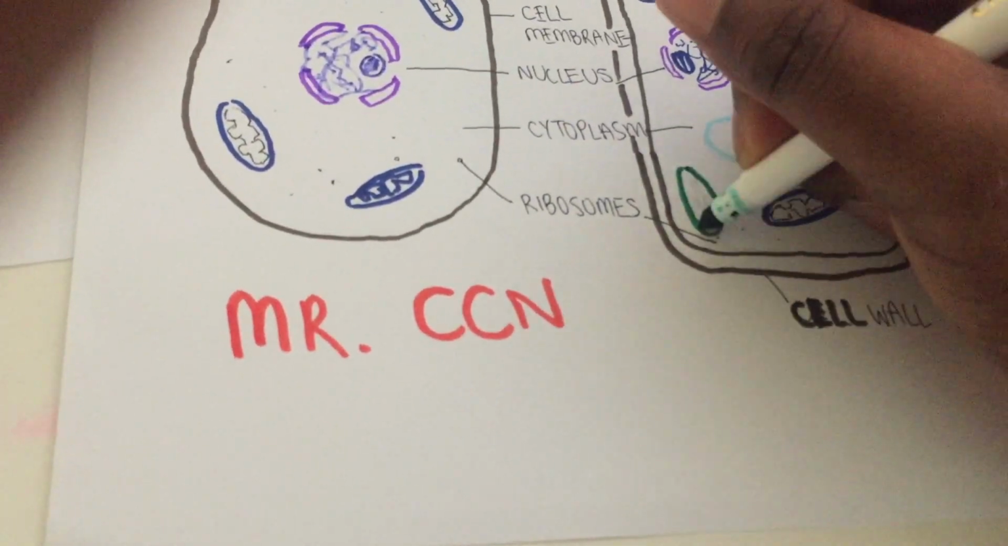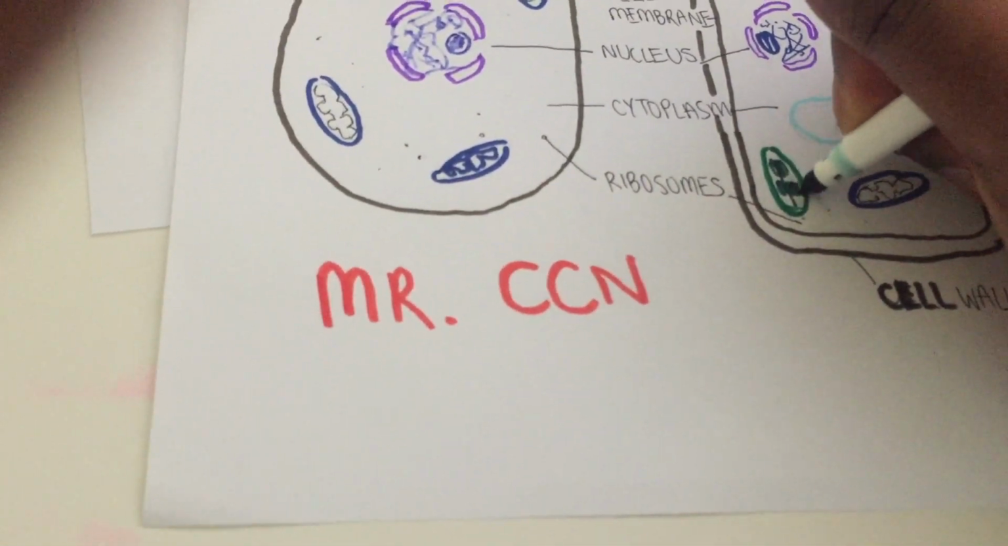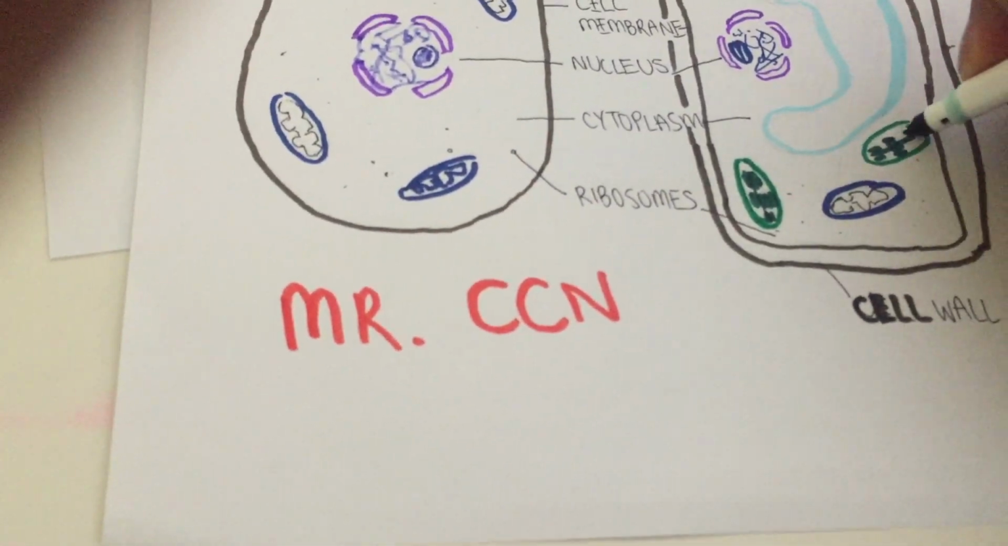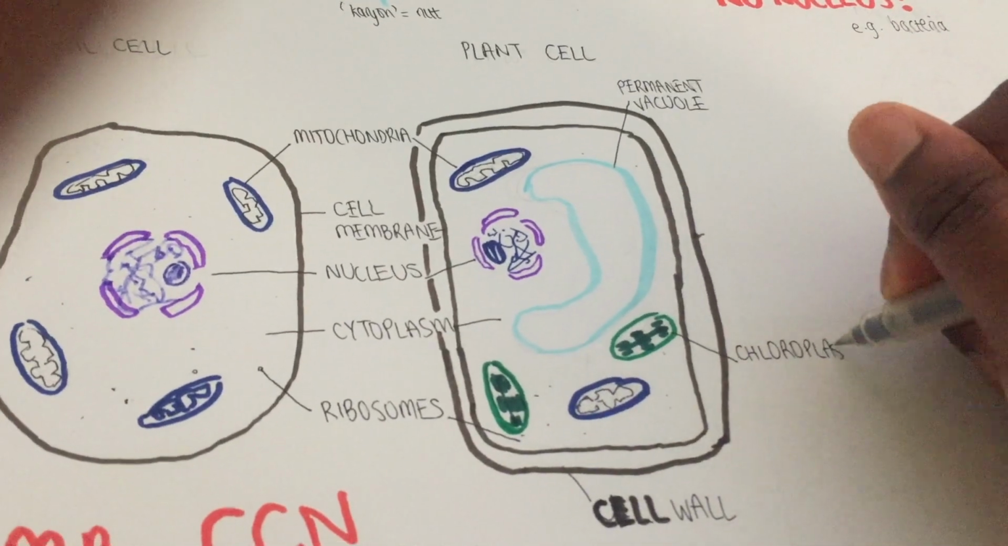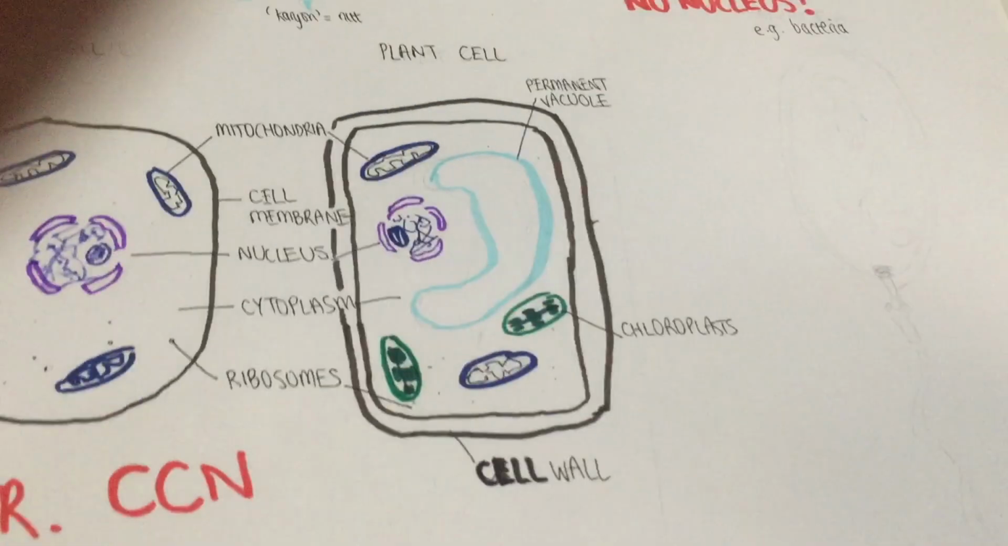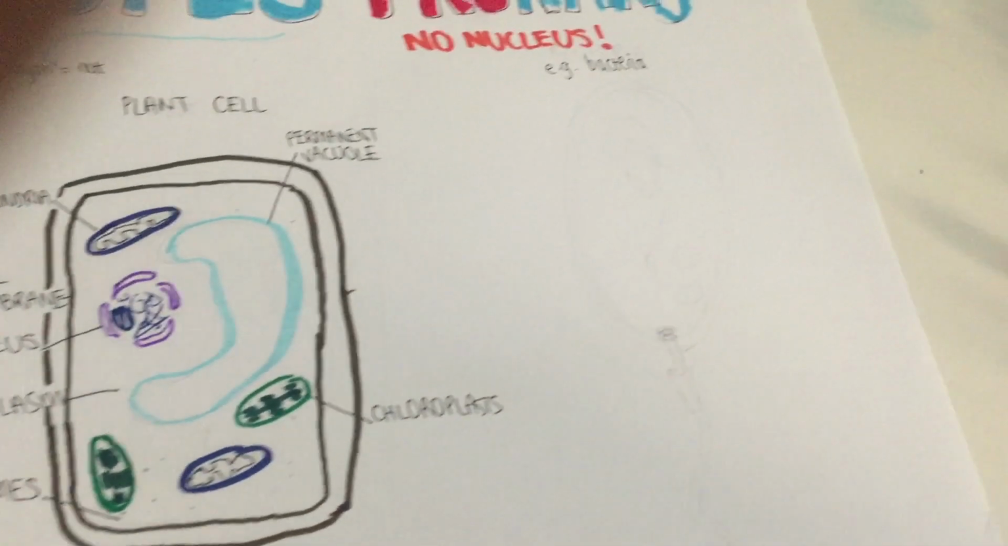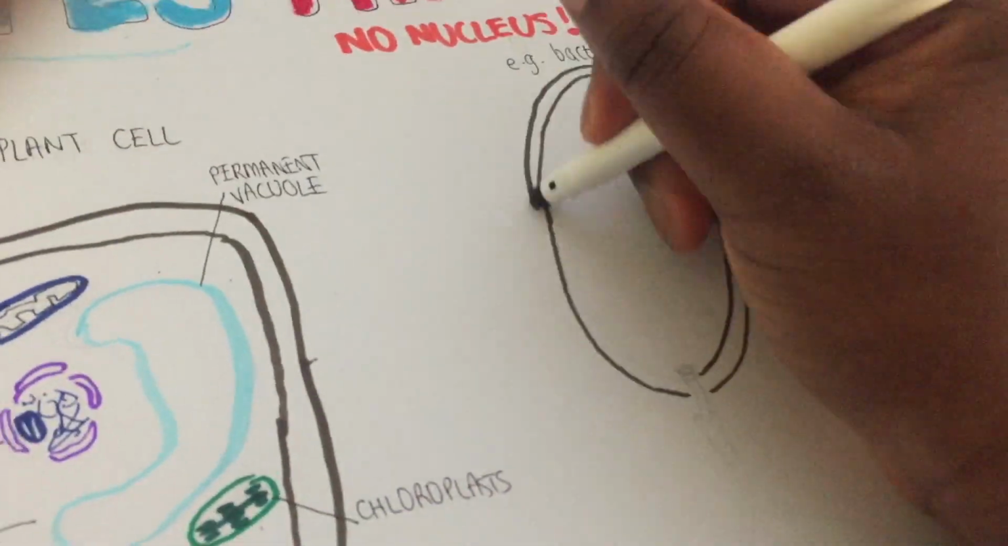Chloroplasts are the site of photosynthesis and contain a green pigment known as chlorophyll, which absorbs the light needed for photosynthesis to occur. Note that chloroplasts are not found in root hair cells. Now let's move on to prokaryotes. A good example is bacteria.